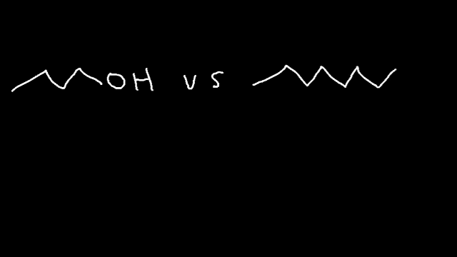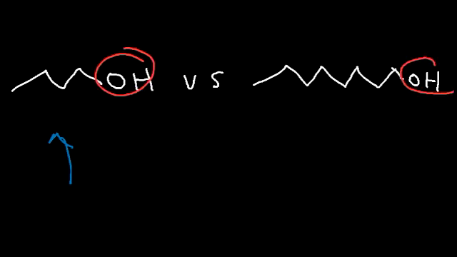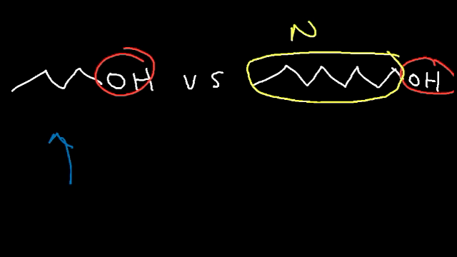Now, what about 1-butanol versus 1-octanol? Which one has a higher solubility in water? Even though octanol has a higher boiling point, it turns out that butanol has a higher solubility. Here's the polar region. They have the same polar region. However, this is the nonpolar tail. This is the part that doesn't like water. Because of this huge nonpolar tail, it's less soluble in water.